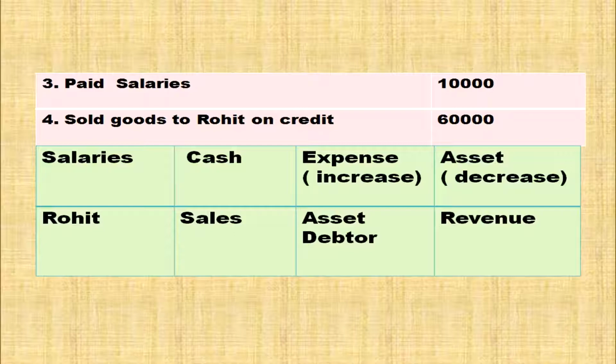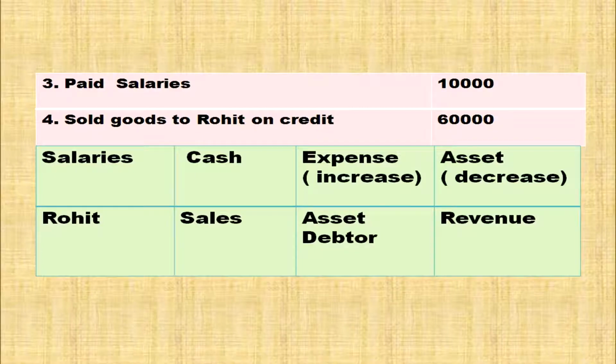Cash can be included under asset account. Here cash is going from the business, so cash is decreasing or asset is decreasing. When asset is increasing, it is debited. When asset is decreasing, it is credited. So cash is credited. Salary account debited and cash credited.